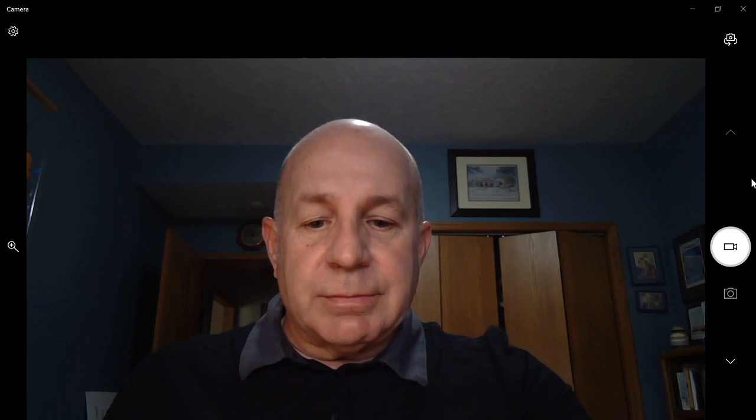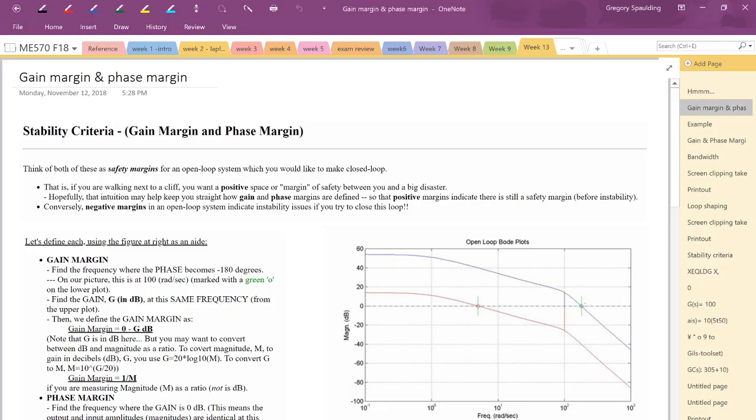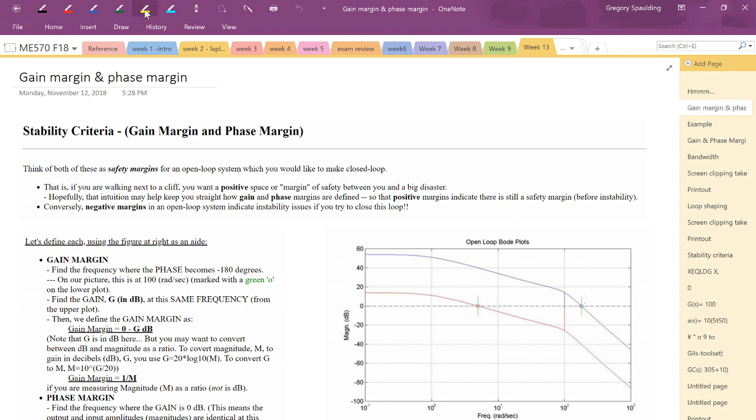But the Bodhi plot isn't quite as obvious as to where the system goes unstable. But we do have some tools, and that's what we want to talk about today: gain margin and phase margin. These are two tools that we can use to assess it. So let me bring up some notes here, and we'll start talking about this. The stability criteria, as I said, is the gain margin and phase margin. And these are a couple of tools that show us the safety margin.